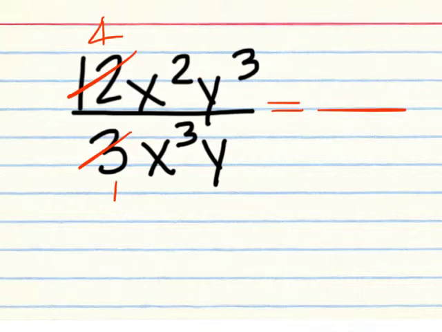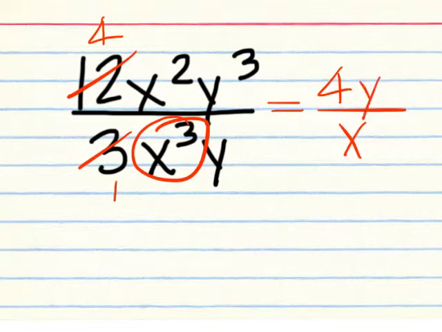Never write a 1 as a coefficient, unless it's the only thing left on the top of a fraction. So just put a 4 on top, and then go back and do the variables. You have x to the third on the bottom, that's the largest one. 3 minus 2 is 1. And then for your y's, y to the third is largest, so it's on top. 3 minus 1 would be 2. 4y squared over x.